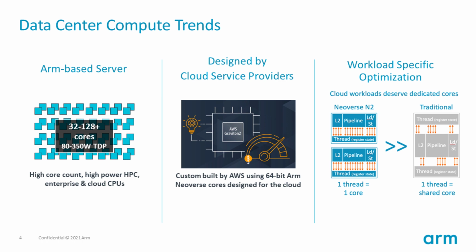The second trend is that these servers are being designed by cloud service providers, with a recent example being the 64-bit Neoverse core-powered Graviton2 custom-built by AWS for AWS. And we expect there will be many more examples to come in the future from several other cloud service providers designing with ARM. The third trend that we observe is that these cloud service providers are optimizing their server designs for their workloads, with cloud workloads requiring dedicated cores per thread and driving the core count higher for the server class SoC.